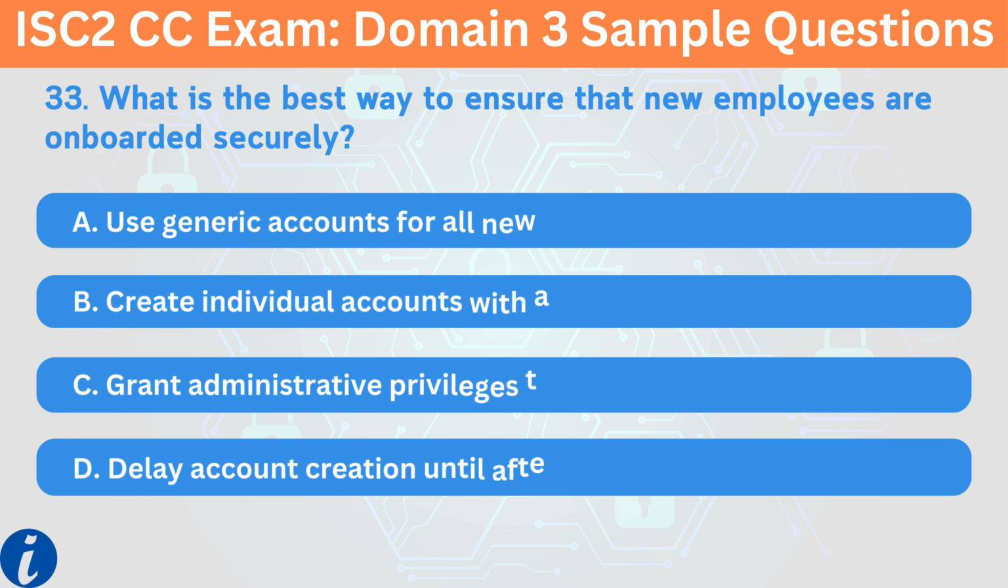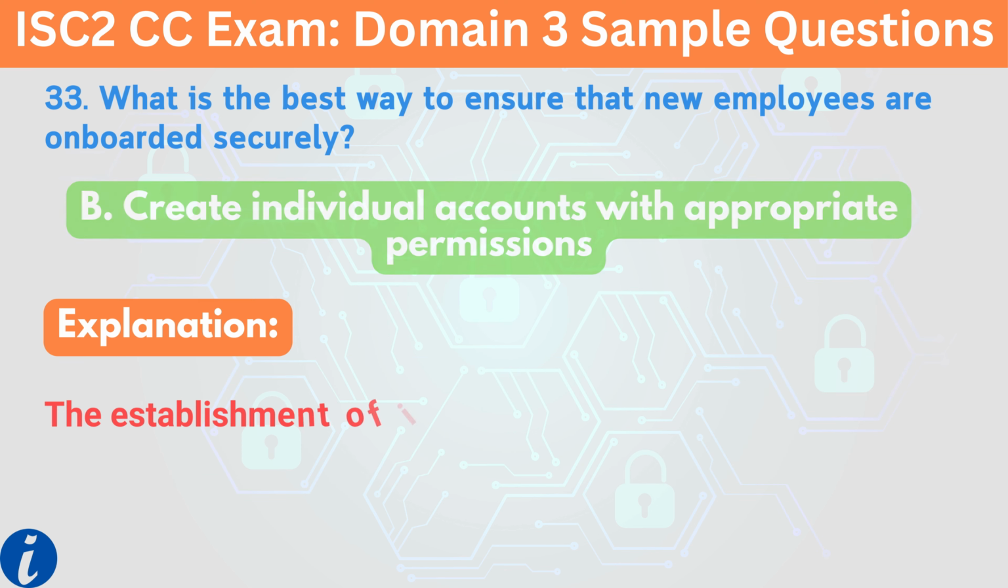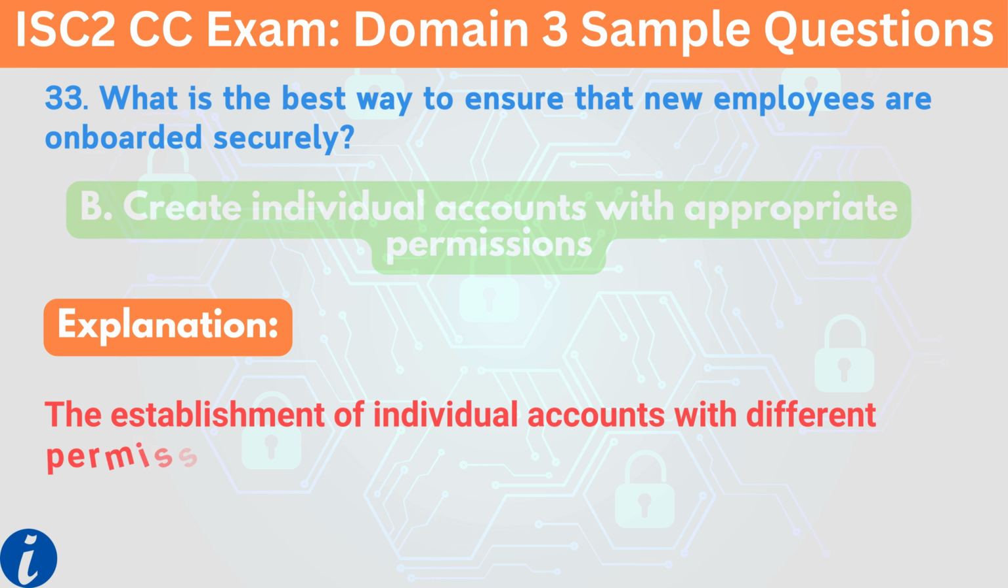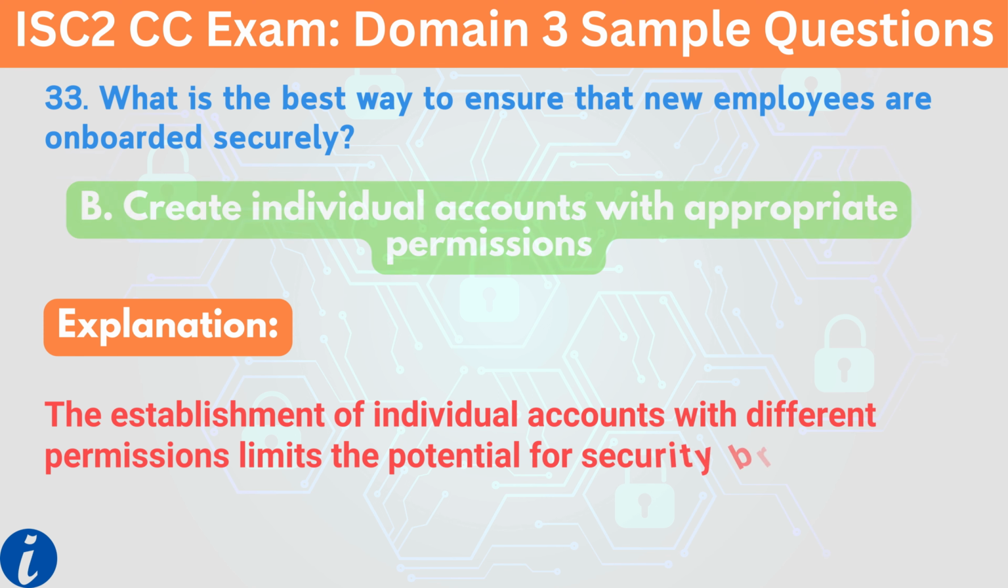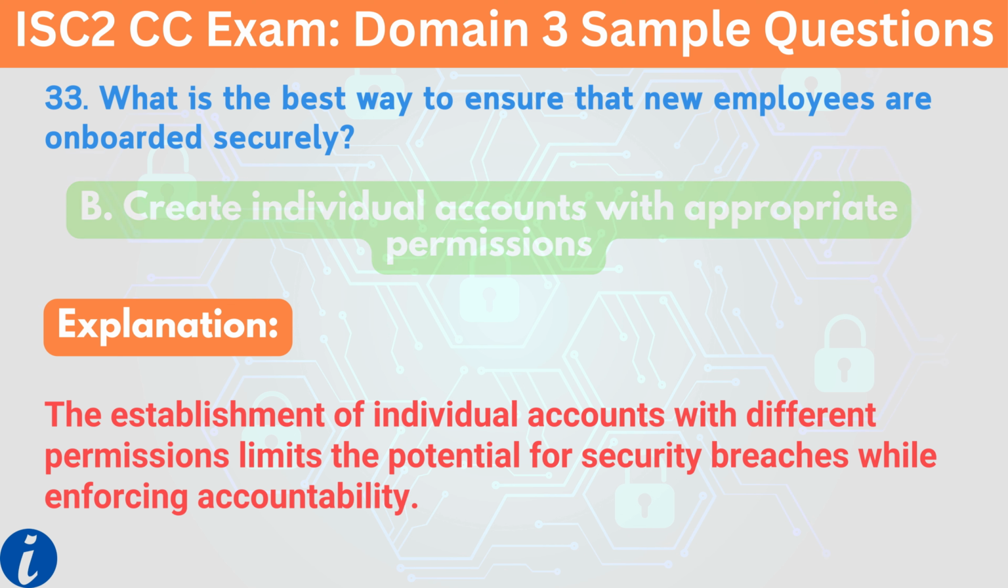33. What is the best way to ensure that new employees are on board securely? A. Use generic accounts for all new employees. B. Create individual accounts with appropriate permissions. C. Grant administrative privileges to all employees. D. Delay account creation until after onboarding. The correct answer is B. Create individual accounts with appropriate permissions. Explanation. The establishment of individual accounts with different permissions limits the potential for security breaches while enforcing accountability.